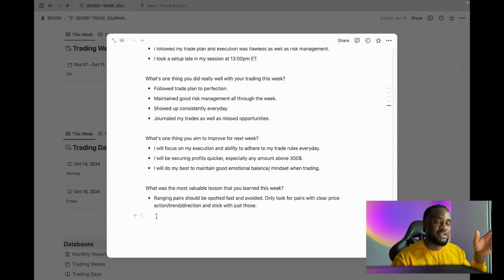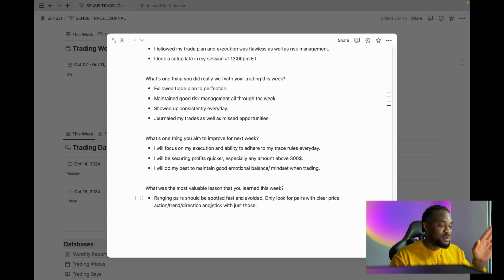I had a few pairs that were ranging. I don't trade a pair that has no direction. I don't trade a consolidating pair. But once I notice on the higher time frame that the pair has no trend, I do my best to avoid getting involved in a market that has no bias or no direction. In this case, what was the most valuable lesson that you learned this week?